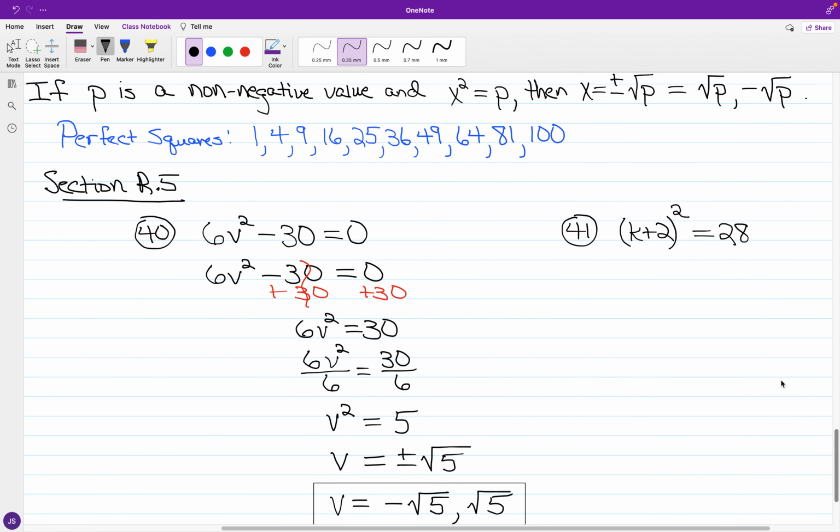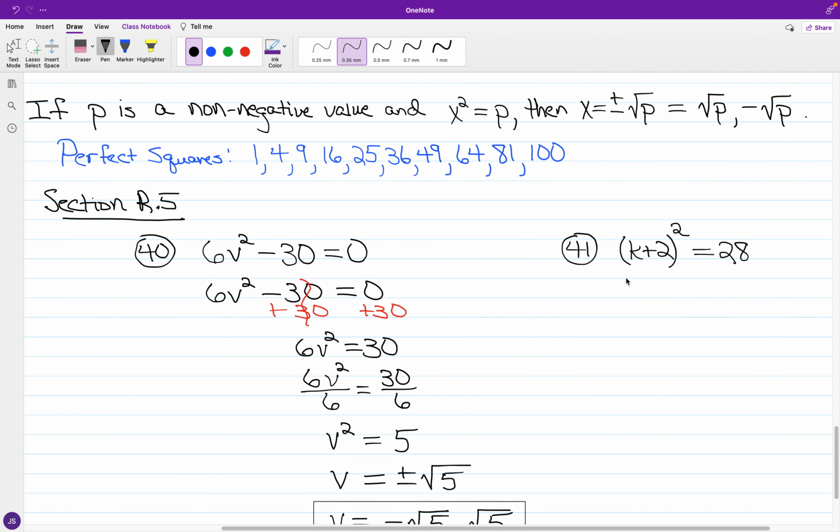You can think of the square of k plus 2 representing the square of x, and p being represented by 28. So if I go from the square of k plus 2 to just k plus 2, plus or minus the square root of p is going to be plus or minus the square root of 28. And I will essentially rewrite this: I have k plus 2 equal to plus or minus the square root of 28.